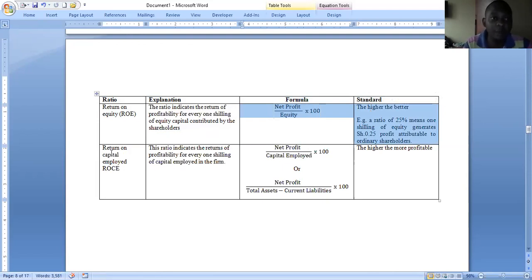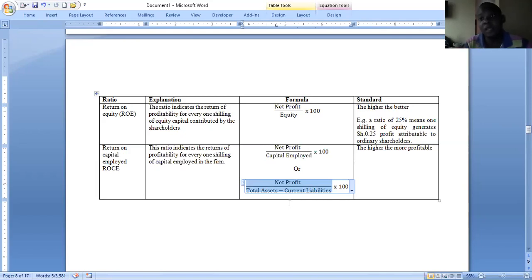Then we have the other profitability ratio, that is the return on capital employed. This is also another profitability ratio, and it is equal to the net profit divided by the capital employed. Or rather, it's equal to the net profit divided by the total assets minus the current liabilities.